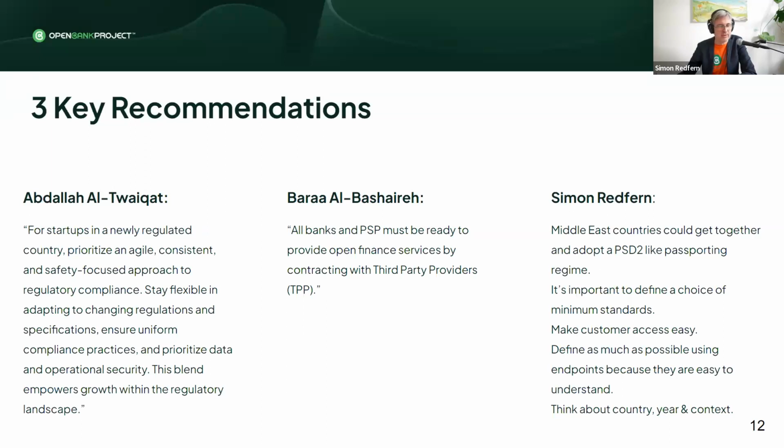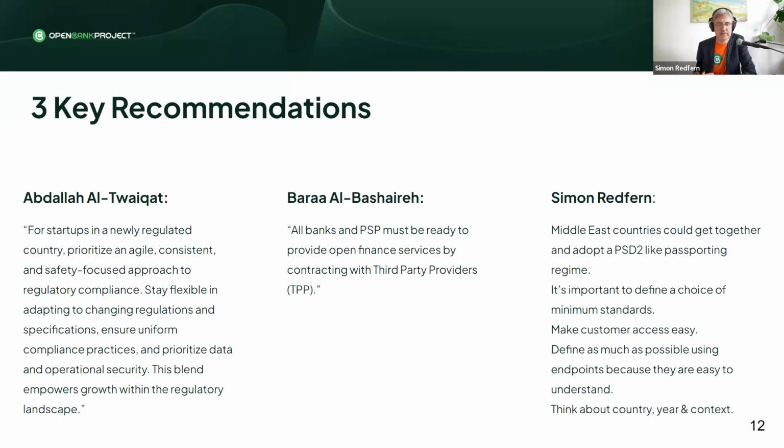I think it would be cool, and I don't know if there's any initiative like this going on, to have passporting within the different countries in the Middle East, right? So the regulators could get together and talk to each other. In PSD2 in Europe, if you get regulated by the German central bank as a TPP, then you can take this certificate and go to Spain or France or any other European country, right? And that's even if you have slightly different RESTful API standards, that really helps.